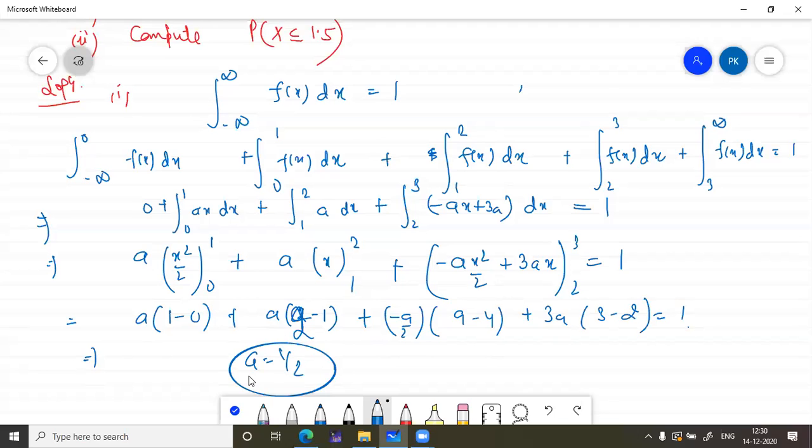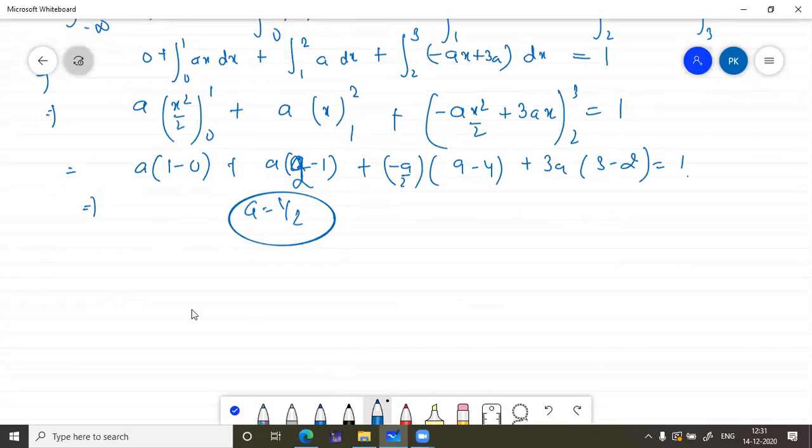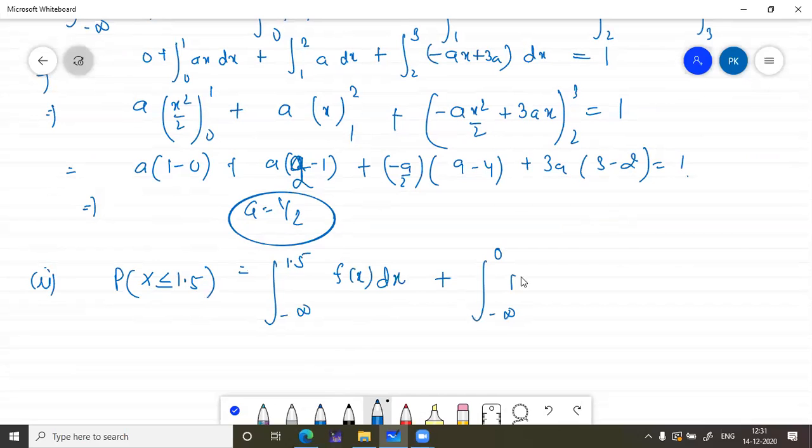Now in the next part, you have to find the probability when x is less than or equal to 1.5. So how can we evaluate it? In the second part, the probability that x is at most 1.5 means evaluating from minus infinity to 1.5. Again, we break it into minus infinity to 0 of f(x) dx, 0 to 1 of f(x) dx, and 1 to 1.5 of f(x) dx.